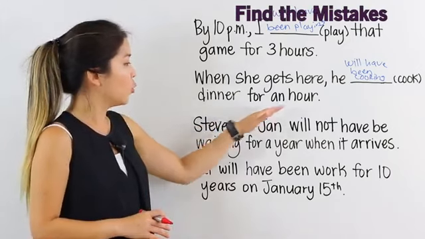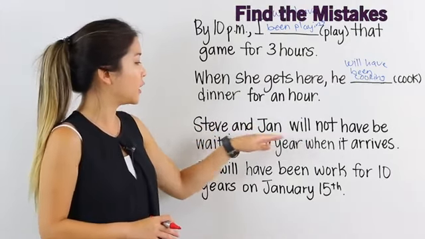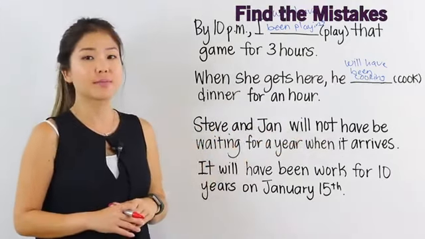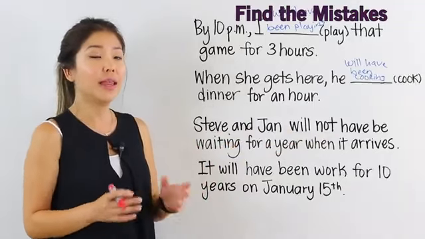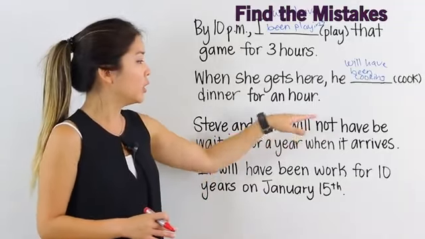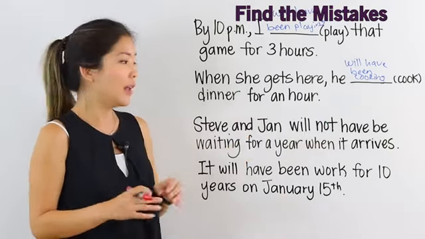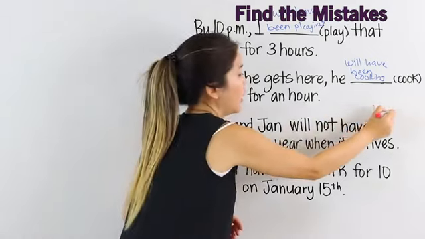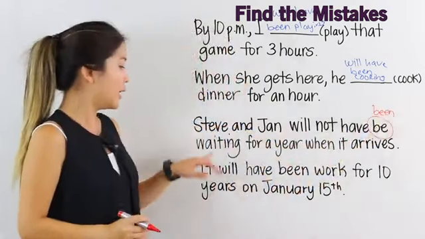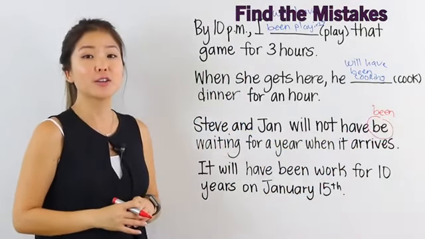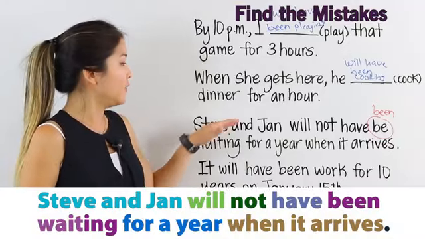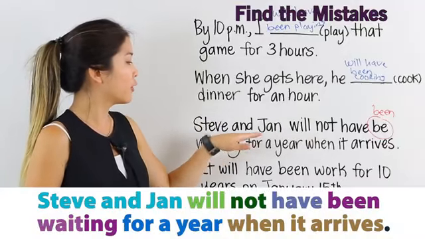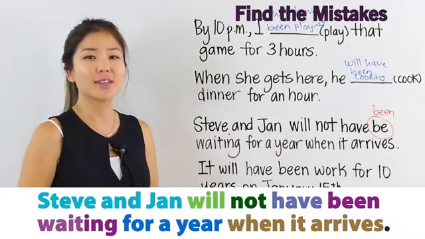Steve and Jan will not have been waiting for a year when it arrives. Here we have a negative form. They will not have. Then we need been. They will not have been. And then the verb-ing is here, so that's correct. Steve and Jan will not have been waiting for a year when it arrives.